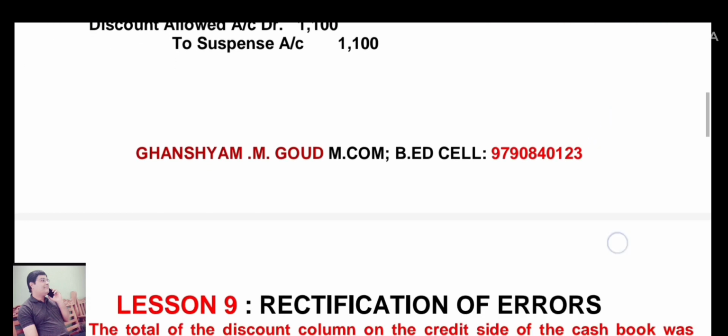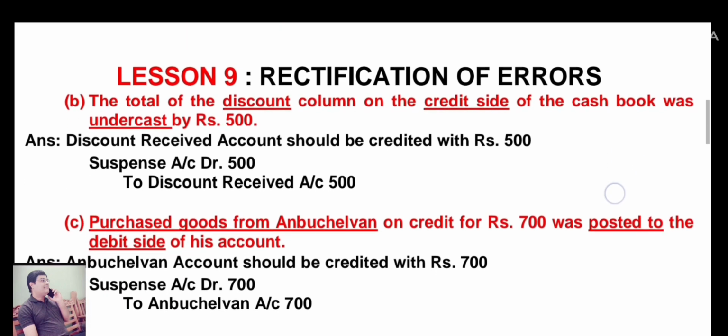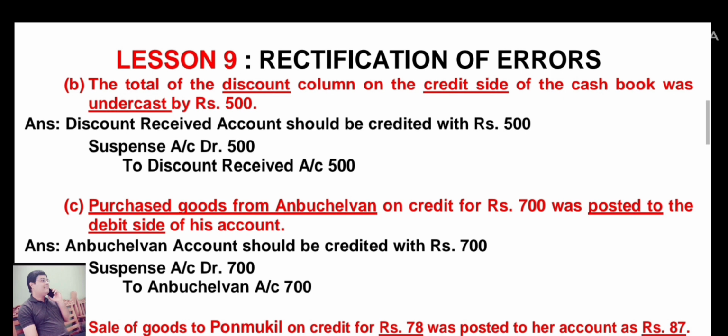Okay. Now we move on to next question. The total of the discount column on the credit side of the cash book was under cost rupees 500. So under cost means original entry. Discount, I had done the underline in the question. Discount and credit side. Discount credit side means it is a discount received. Discount received originally is which type of balance? It is a credit balance. So you have to write in credit side. So the answer is discount received account should be credited with rupees 500. Rectify entry is suspense account debit rupees 500 to discount received account 500.